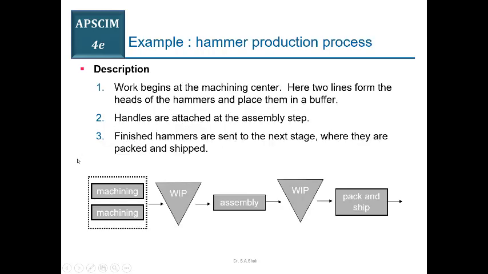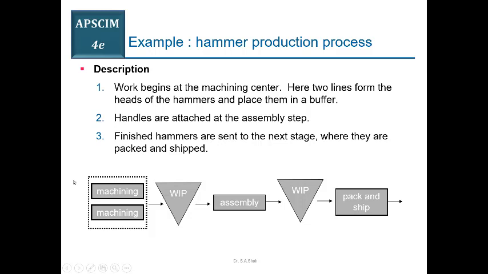So we will explain these steps through a simple example, and this example is of a hammer production process. So there is a system in which hammers are produced. So hammer में आपके पास दो ही parts होते हैं, एक हैंडल होगा और एक जो हैमर हेड बनता है वो है.